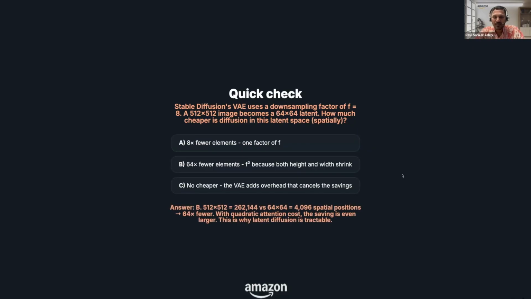So the answer is B, 64 times fewer, not 8, and that's because the factor of 8 applies to both the height and the width. So 8 times 8 is 64 times fewer positions to process. And since attention cost grows with the square of that, the real compute scaling is even bigger. The one number, shrinking the thing diffusion runs on by 64x, is basically the whole reason latent diffusion is practical.